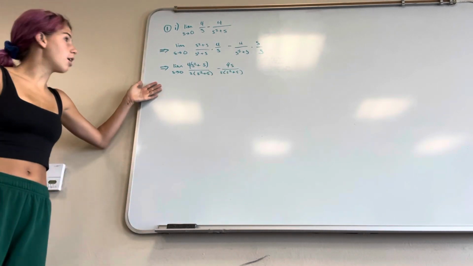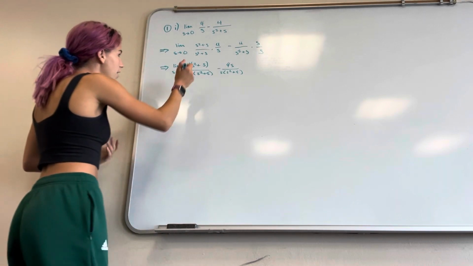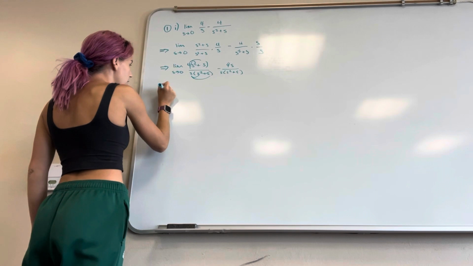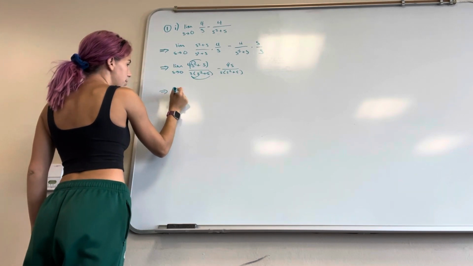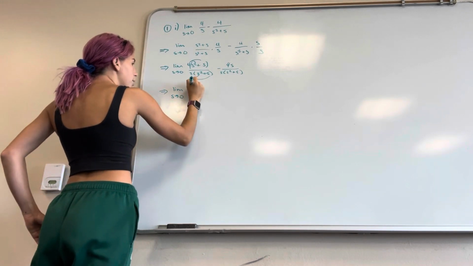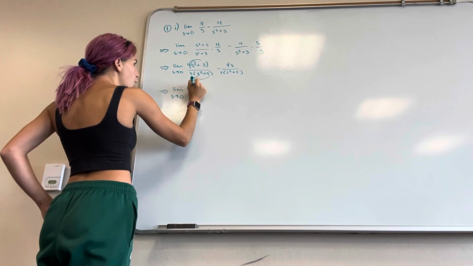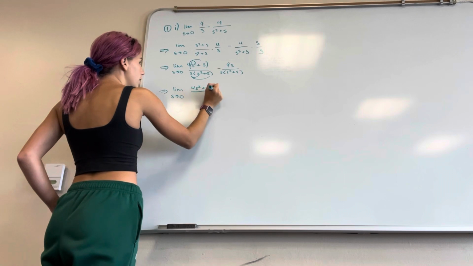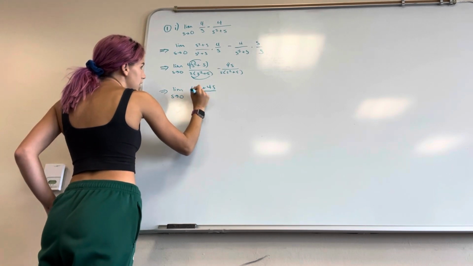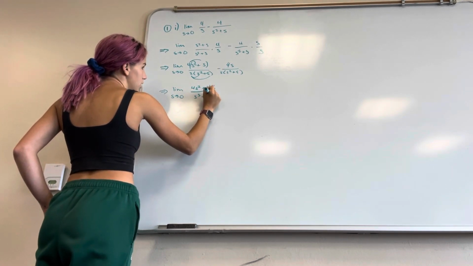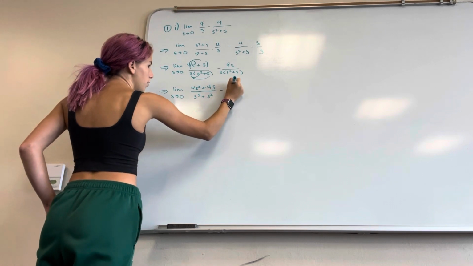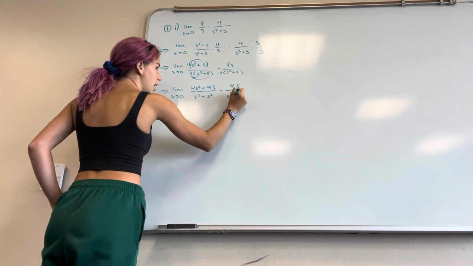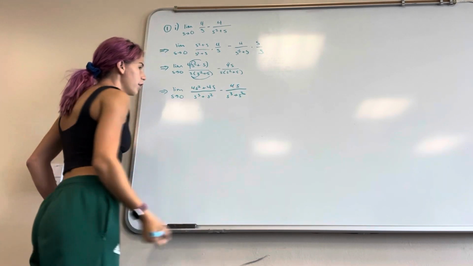So at this point we are rationalizing. Now we have to FOIL these out. So to get here, limit of s approaching 0, and then we have on the numerator 4s squared plus 4s, and then on the denominator we have s cubed plus s squared, and then over here we're just going to rewrite the numerator and write our new denominator from FOILing.